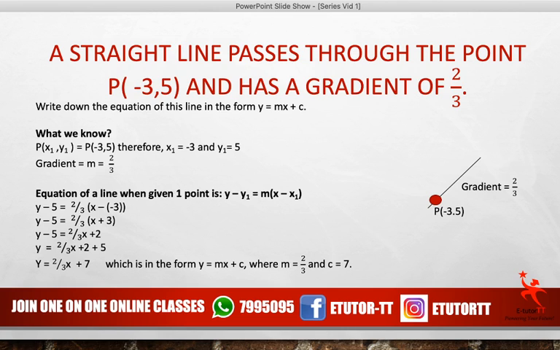So now we have y equals 2/3 x plus 2 plus 5. And we know 2 plus 5 gives us 7. So now we have y equals 2/3 x plus 7, which is in the form y equals mx plus c, where m equals 2/3 and c equals 7.